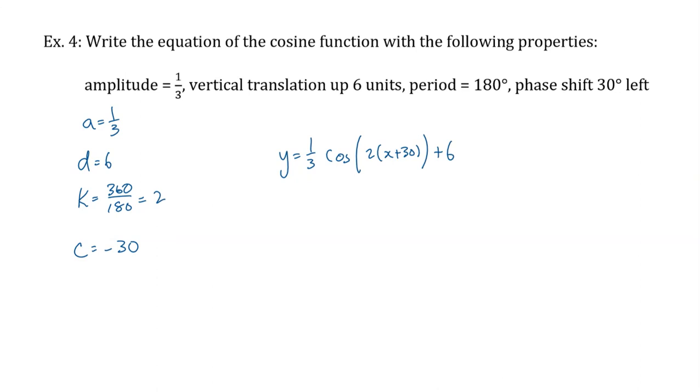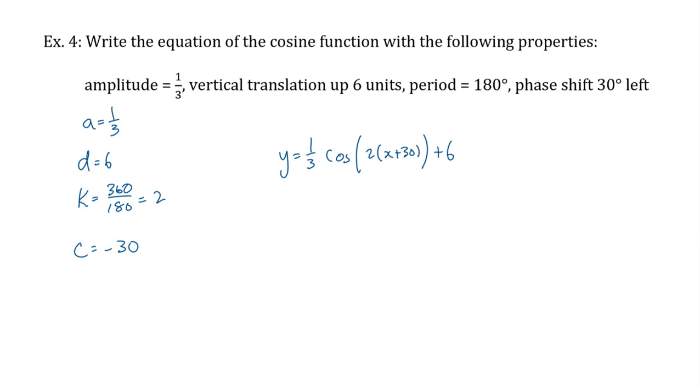All right, very good. So that is what you should have got. I hope that's right. You can tell me if I made a mistake. So the amplitude is 1/3. It's a fraction this time. We're not used to seeing that, but it's certainly possible. Okay, again, I did it in the order that the question says. Vertical translation up 6 means D is positive 6. Period is 180. Find K: 360 divided by the period. 360 over 180 works out to 2.